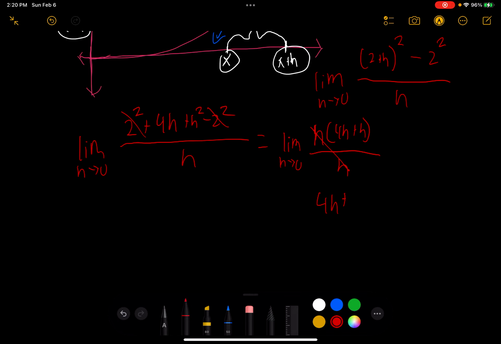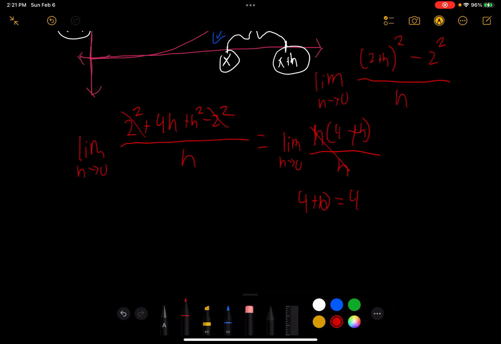it's not really 4h. Wait, did I say 4h? Guess most of my brain's not working right now. That's alright. It's going to be 4 plus h, not 4h plus h. That doesn't make sense. So 4 plus h, or 4 plus 0, equals 4.